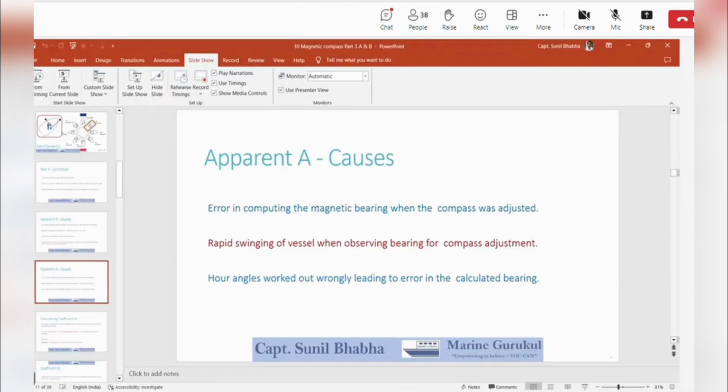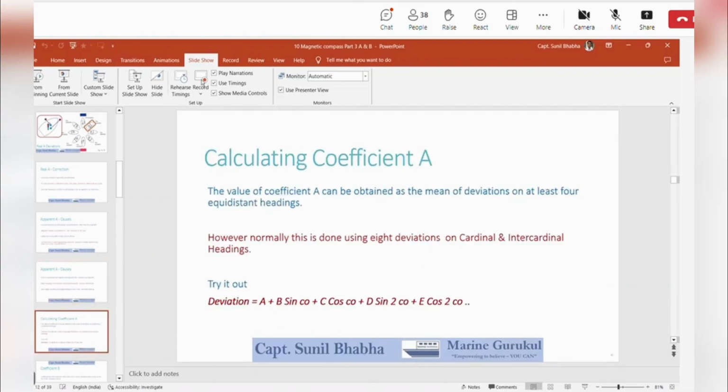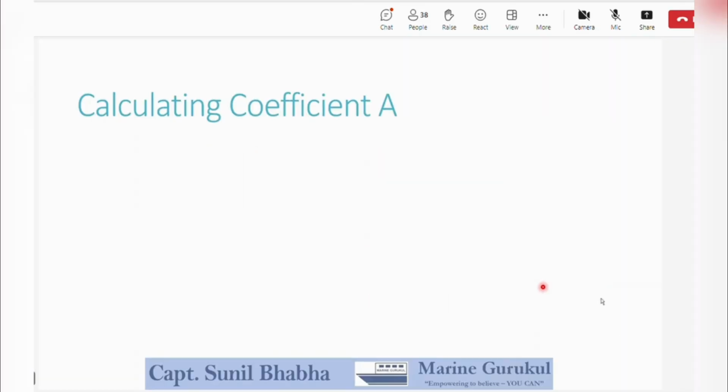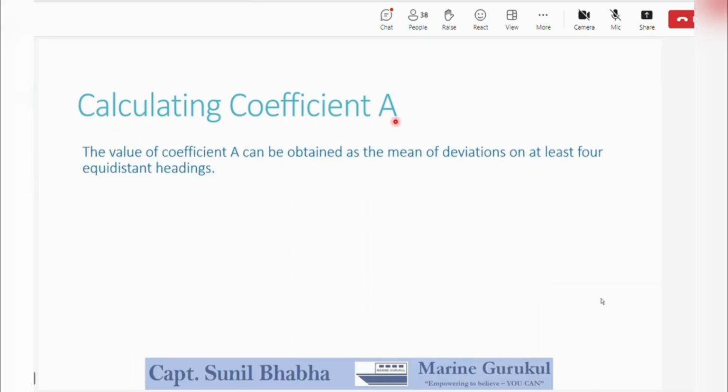Let me show you one more thing and then that will finish the coefficient A. Now, how do we calculate the coefficient A for the correction purpose? The value of coefficient A can be easily obtained as the mean of deviation on at least 4 equidistant headings. What does that mean? Let us take the ship on a northerly heading and note down the deviation. Now take the ship on an easterly heading, note down the deviation, then southerly heading and westerly heading. So we swing the ship to all 4 cardinal headings and note down the deviation on these 4 headings. Once you take a mean of these 4 deviations, it gives you the value of coefficient A for that particular ship.